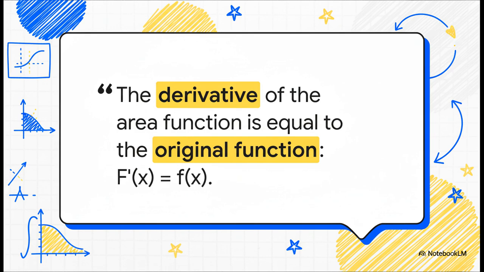The derivative of the area function is just the original function itself. Let that sink in. The rate at which the area is growing is literally just the height of the curve at that exact point. The tangent problem and the area problem, they aren't just related. They are perfect inverse operations of each other.